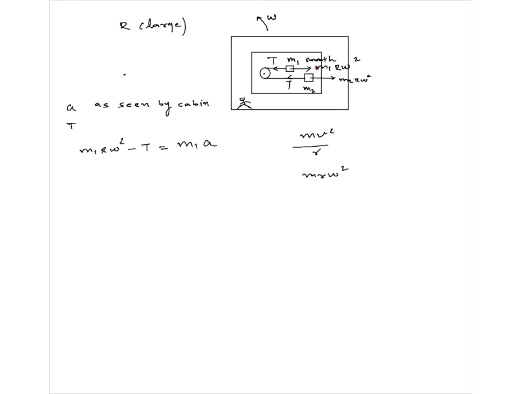Then if this fellow goes like this, this fellow must go like this. That means T minus m2 r omega square is equal to m2 a. As I said, radius would be the same for this also, as radius is large, so small distances would be ignored in comparison to the large distance. You have two equations, you have two unknowns, you can find them.